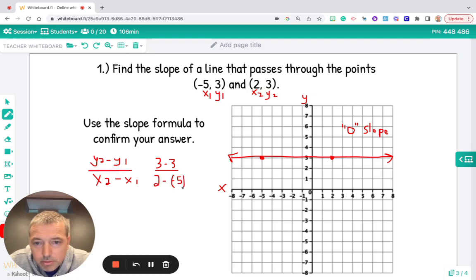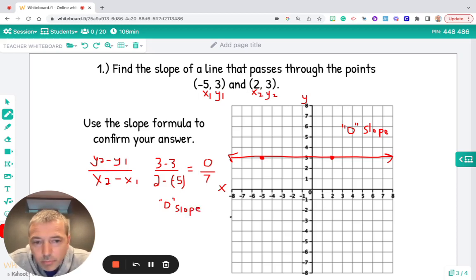So let's see what happens. 3 minus 3 is 0, and 2 minus -5 is 7. 0 out of 7 is just 0, right? So that kind of confirms our graph. Again, we get a 0 slope. So anytime 0 is on the top, we know that it's going to have a 0 slope. It's going to be a flat line.